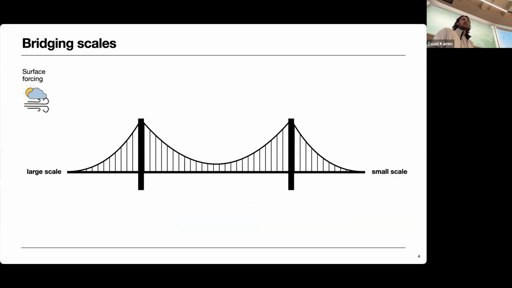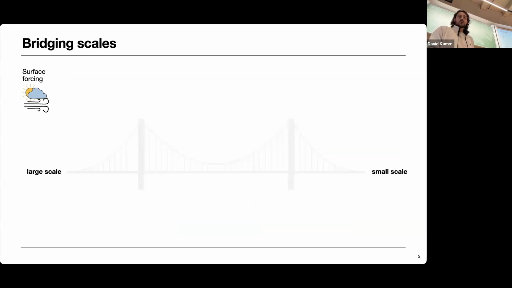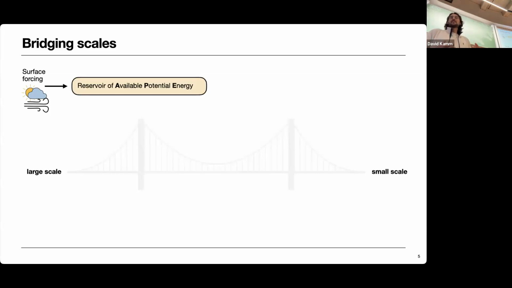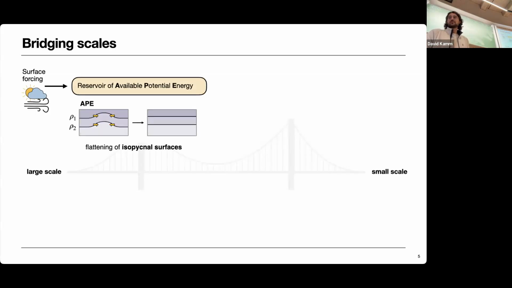And so where does the energy come from in the oceans? Mainly from the surface, coming from solar radiation, wind forcing, buoyancy fluxes, etc., and mainly at larger scales. And then how does this energy now get to the smaller scales? So first of all, the surface forcing sustains a reservoir of available potential energy.